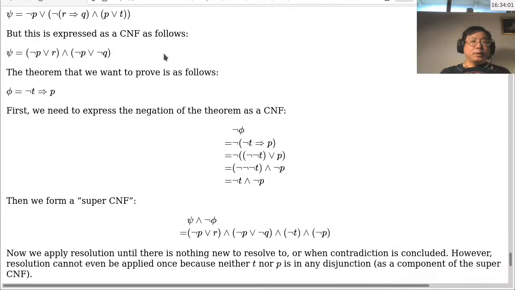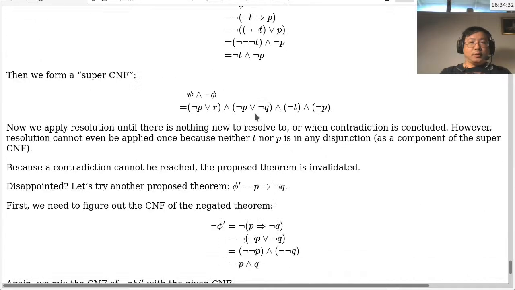So getting back to the lecture, right now what we want to do is to apply resolution, because if I can keep applying resolution and eventually end up with basically nothing in a disjunction, then we are arriving at a contradiction. And when we arrive at a contradiction, that means the proposed theorem is indeed a theorem. That is the whole point of using proof by contradiction. All right, so we are going to try to apply resolution in this case.